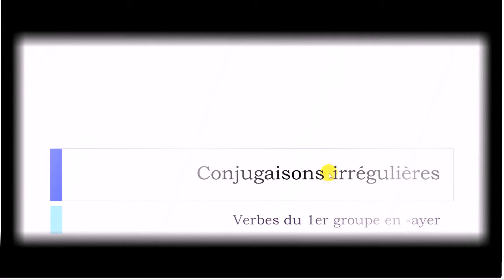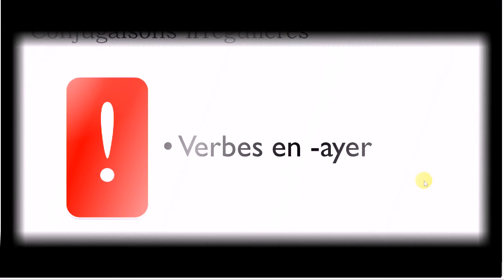In this lesson, we'll work together on les conjugaisons irrégulières and then we'll focus on les verbes en A, Y, E, R. So the verbs that end with A, Y, E, R. I want you to take a classic verb that we tend to use quite often, and it's payer, to pay. Payer, so A, Y, E, R here.